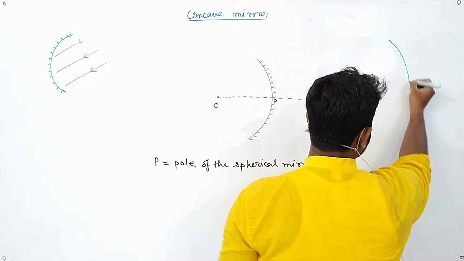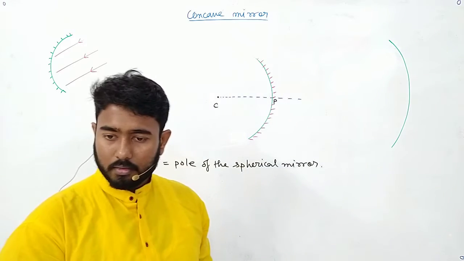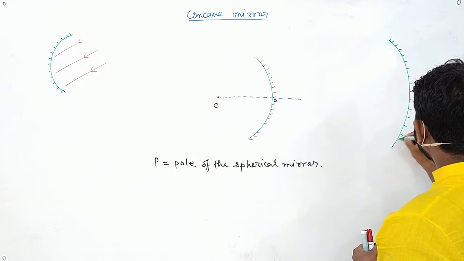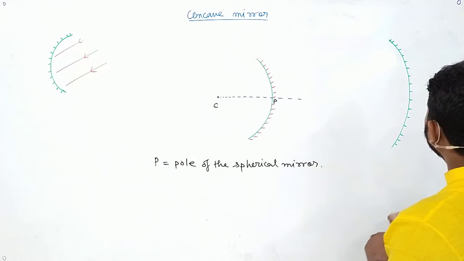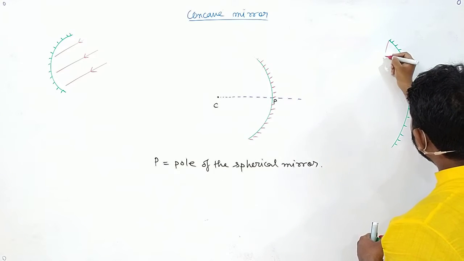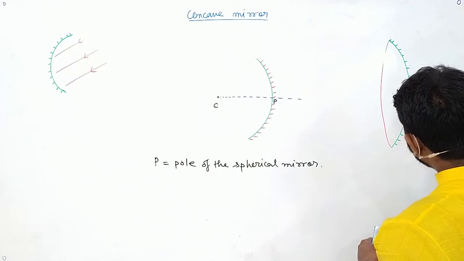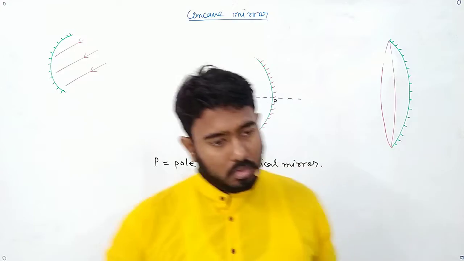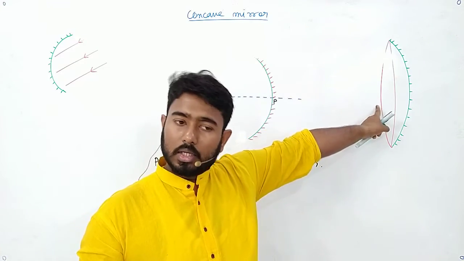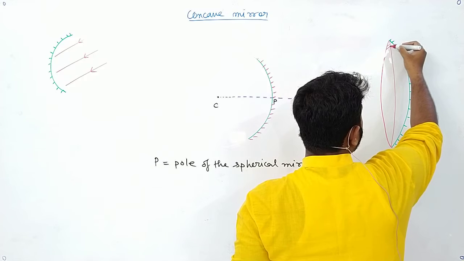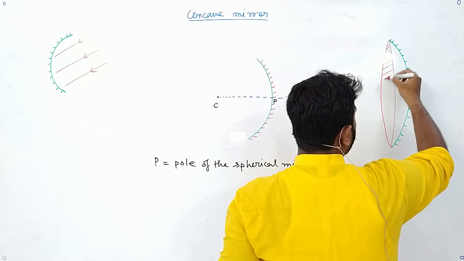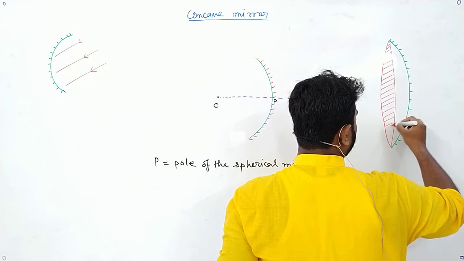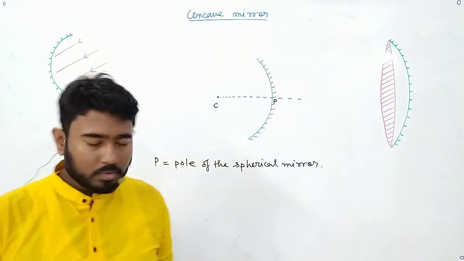Suppose this is a spherical mirror, okay? Now the spherical mirror actually in 3D, as we have done earlier, will look like this, right? Now let us shade this plane portion. Okay, we have shaded this plane portion.